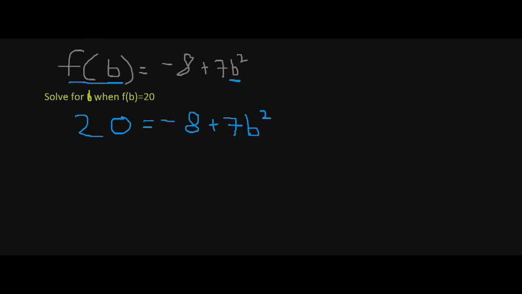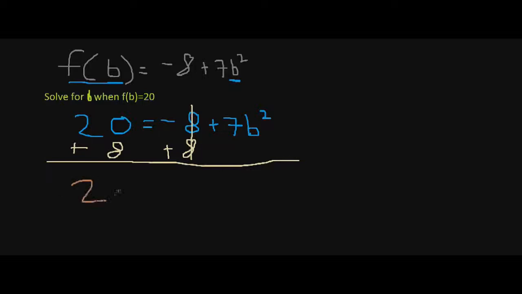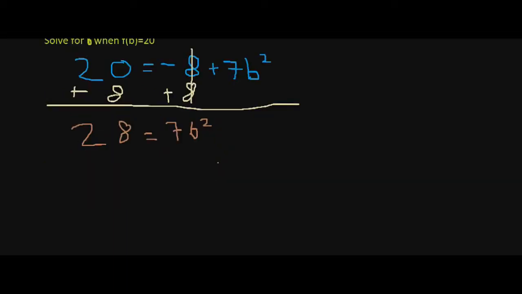Okay. Now to finish this problem, we need to undo any addition or subtraction first. So I see this negative 8. So what I want to do first is just want to add 8 to both sides. Okay. This is going to cancel. Negative 8 plus 8 is 0. 20 plus 8 is 28. So put that there. And now we have 7b squared. Okay. Now what I'm going to do is I see it's multiplication, 7 times b squared. I'm going to go ahead and divide by 7.